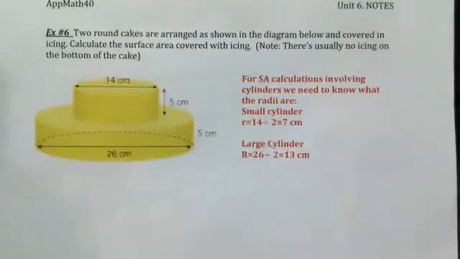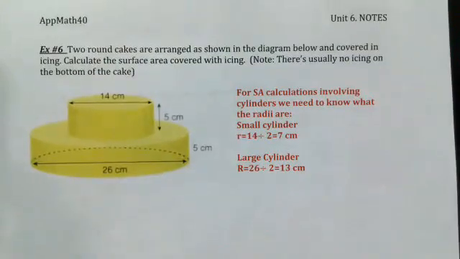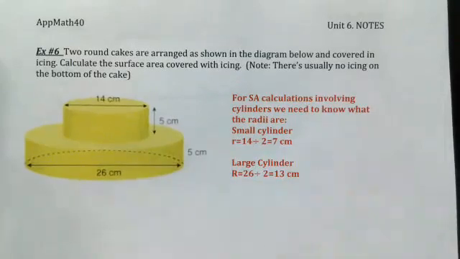A little question, but this time has a story around it, okay? This is a cake made of 2 round cakes. The 2 round cakes are arranged as shown in the diagram below, and they're covered in icing. Calculate the surface area covered with icing, and there's a note there. There's usually no icing on the bottom of the cake. Usually when you put a cake together, you just smudge a little bit of icing so it glues together, but you don't cover the entire bottom in icing. Does that make sense? So what does that mean for us? We only have to calculate the surface area that includes icing.